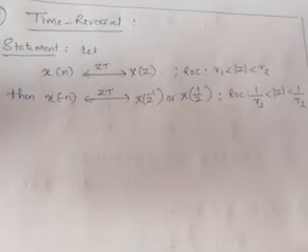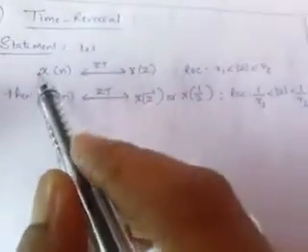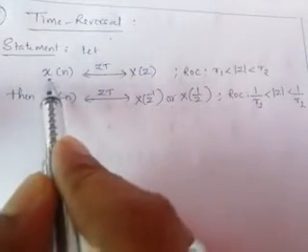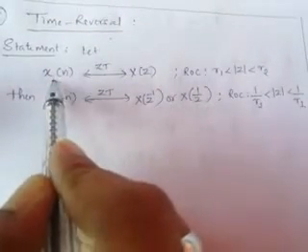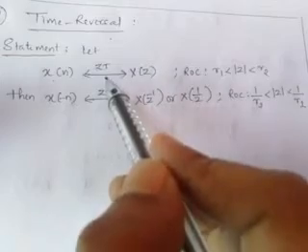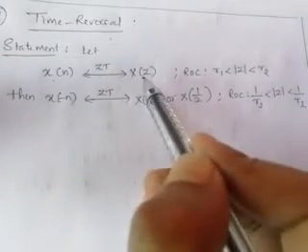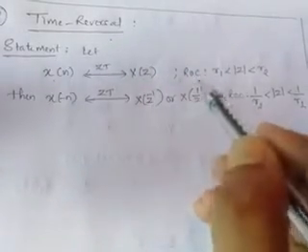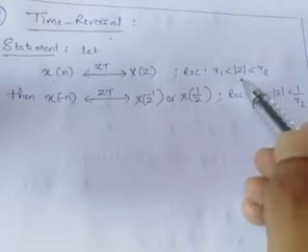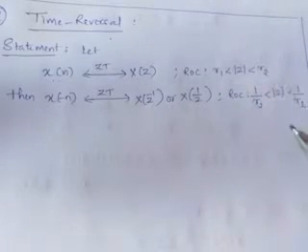Next property is time reversal. Let us take the statement. Now I am going to take one discrete time sequence x of n. This discrete time sequence x of n has ZT pair, the Z transform, x of z, and having the ROC R1 less than mod of z less than R2.